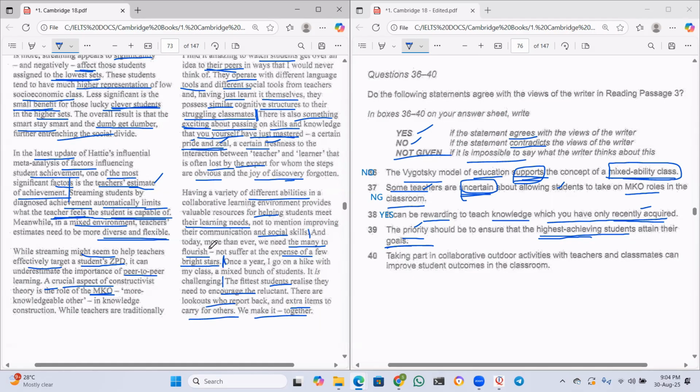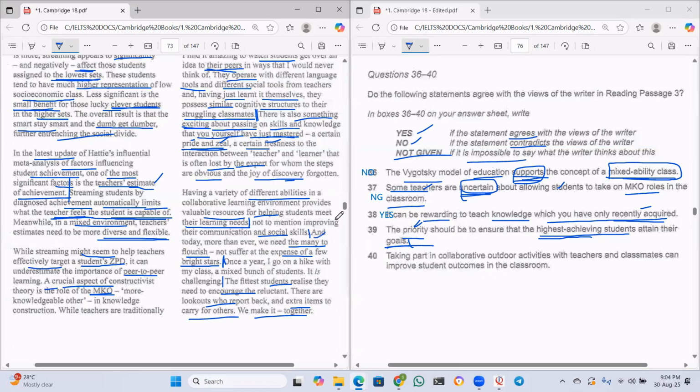There is some meaning in this last paragraph, guys. So the priority should be to ensure that highest achieving students attain their goals. Is it the priority? So we have read something here, right? It provides valuable resources for helping students meet their learning needs, not to mention improving their communication and social skills. And today, more than ever, we need the many to flourish.